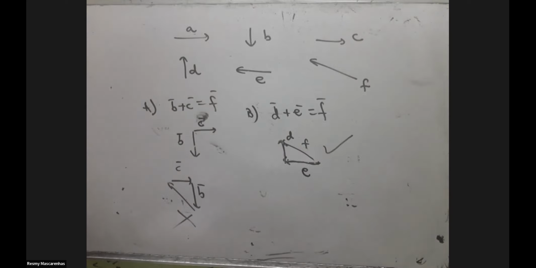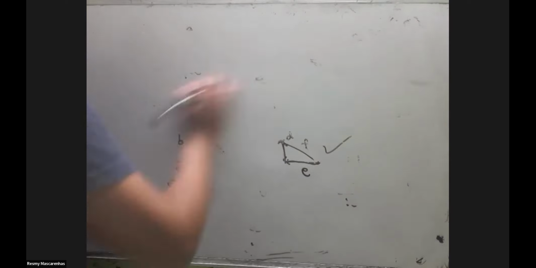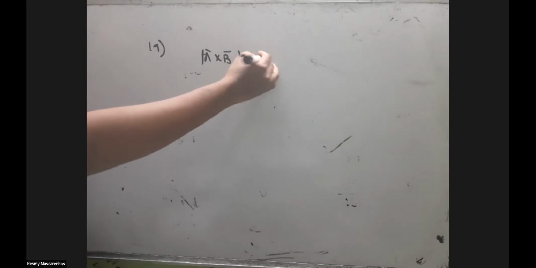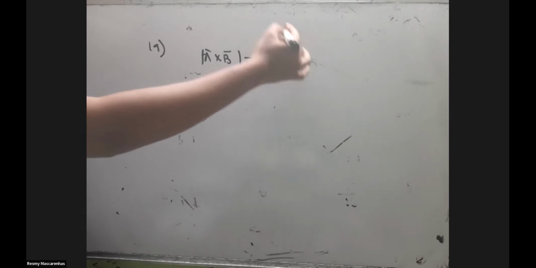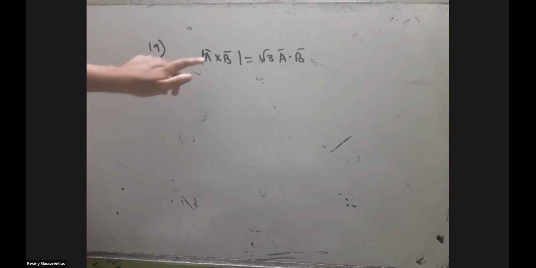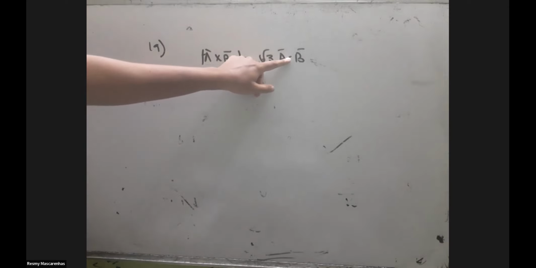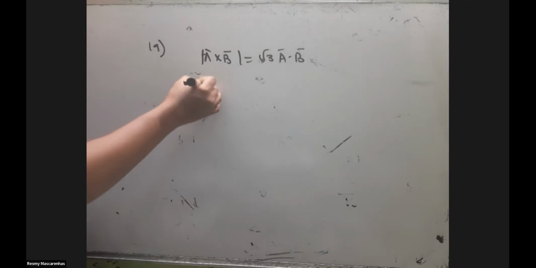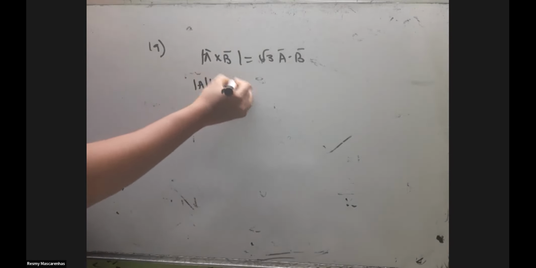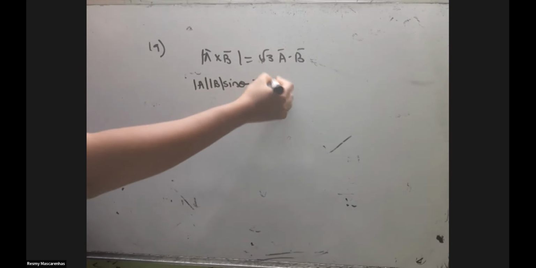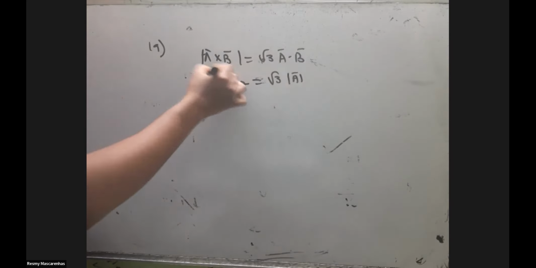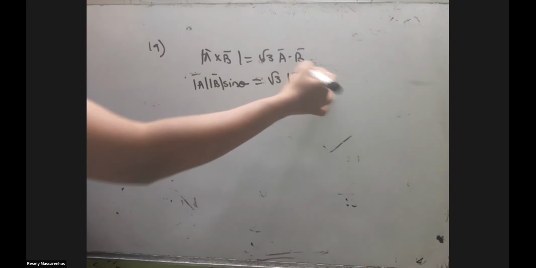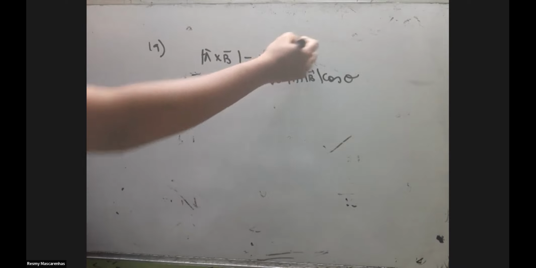Question number 19 says, this we know is a cross product. This is a dot product. Looking at this one, the formula for cross product is AB sin theta, and for dot product is the magnitudes, AB cos theta. If I use bar, it means arrows.